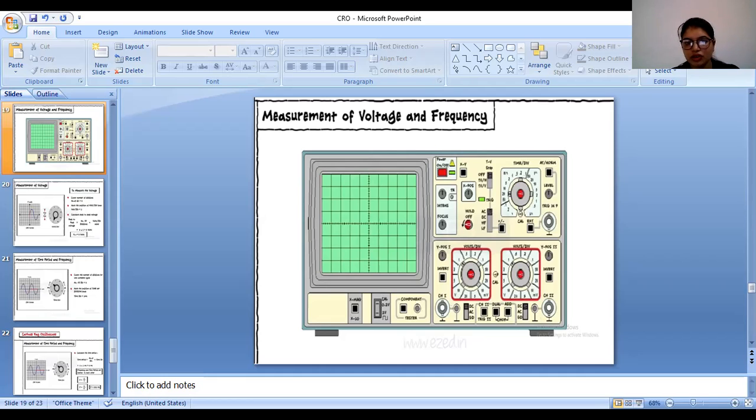So these are electrons. When a negative voltage is provided to this cathode through the heating filament, it will heat up and electrons will start moving towards the anode.